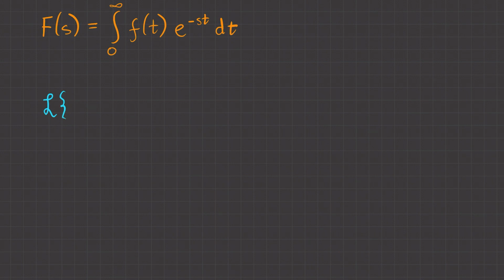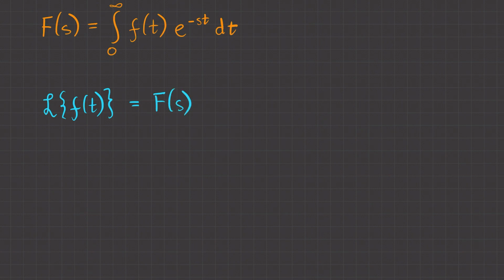So the Laplace transform is this. If we have the function of s, that's equal to the integral between infinity and 0, integrating the function of t multiplied by the exponential to the power of minus st, all with respect to t. So the Laplace transform of the function of t will give us the function of s.